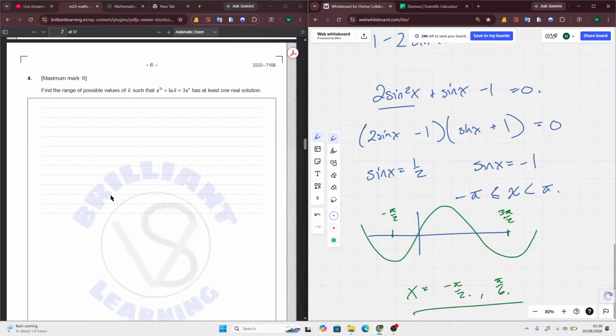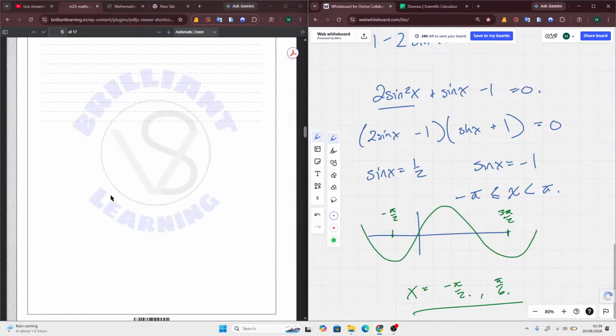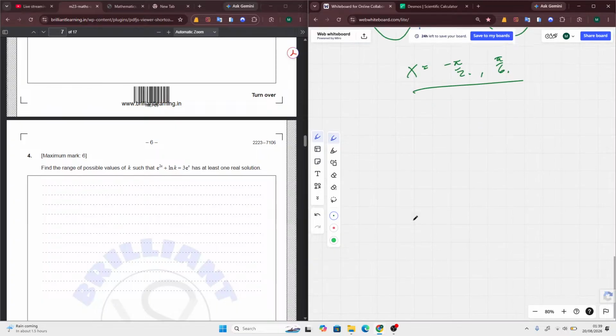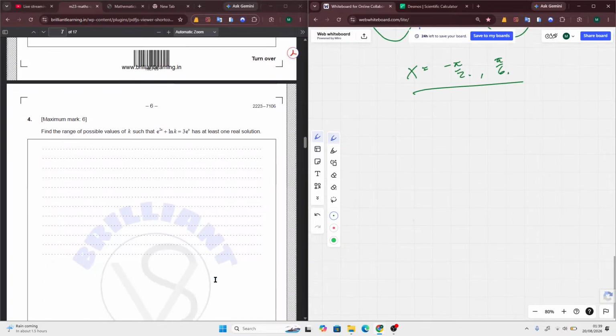Okay, let's look here. Find the range of possible values of k such that e to the power of 2x plus ln k equals 3e to the x has at least one real solution. So we're saying e to the 2x plus ln k is 3e to the x.